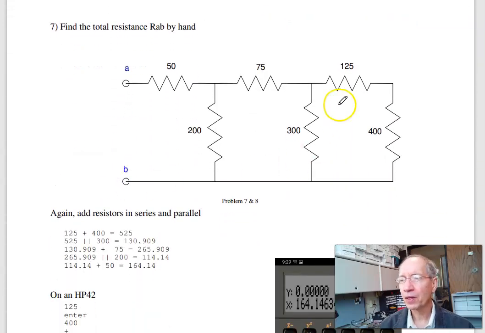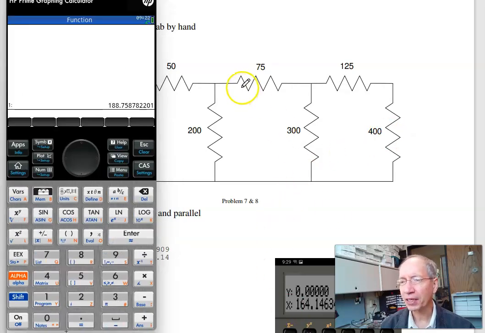Problem 7. Find the total resistance here. Can I do that in MATLAB? These add in series. In MATLAB, I can do it, just not easily. This is actually more of a calculator type problem.